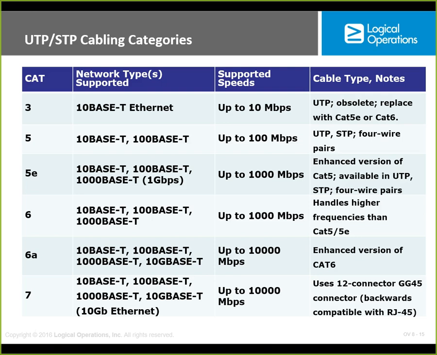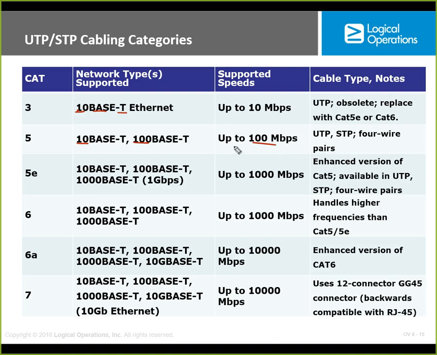What these numbers mean here is the 10 means it's 10 megabits per second. The base means it's baseband, a single frequency, and the T means it's twisted pair. 10 base T, 10 megabits per second, baseband, twisted pair. 100 megabits per second, baseband, twisted pair. And these can go up to 100 megabits per second.